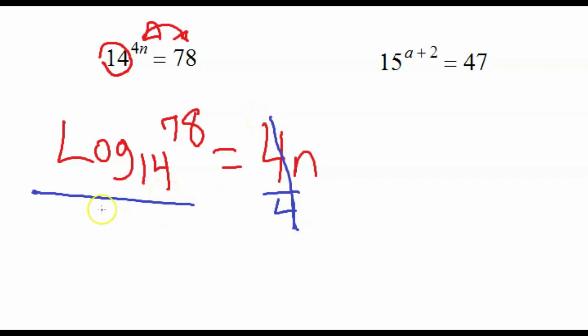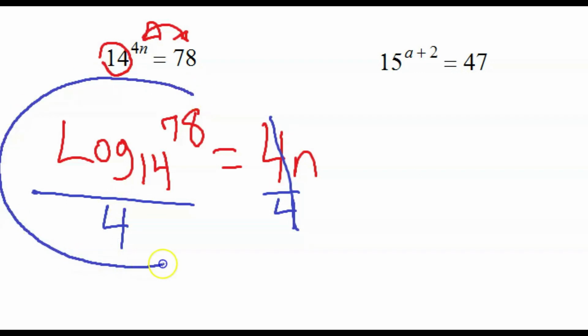This 4 would cancel out over here, but I'm going to divide both sides of the equation by 4, and this is my answer. This is what the answer would look like. It would look like a fraction. I would just leave my answer like this. I canceled out the 4. Now it is solved for n.